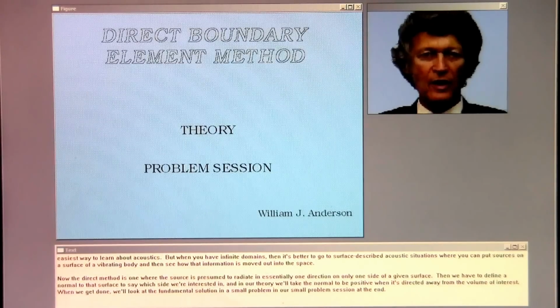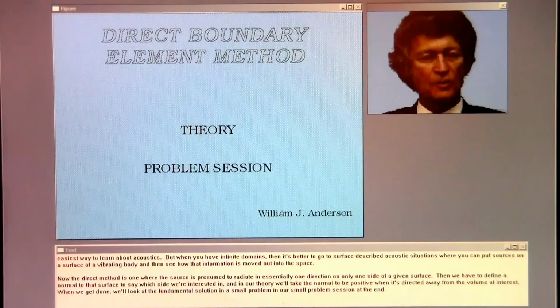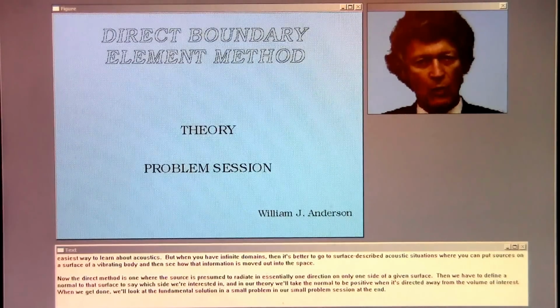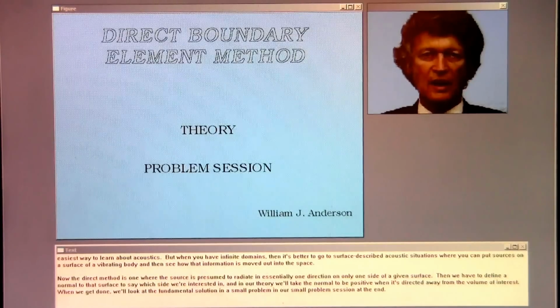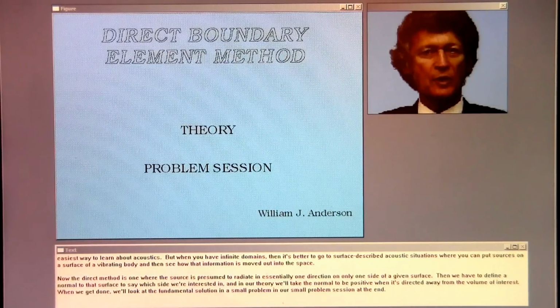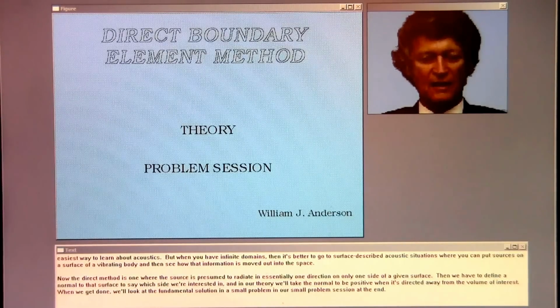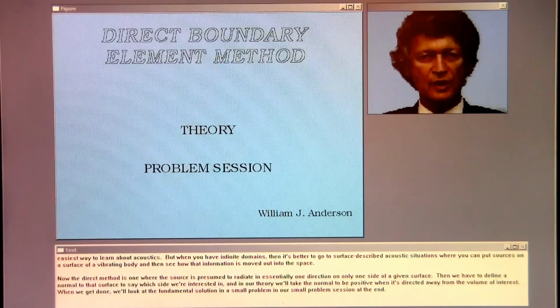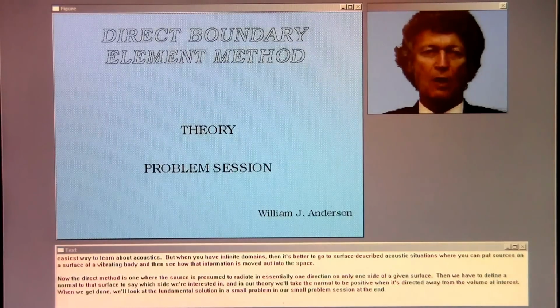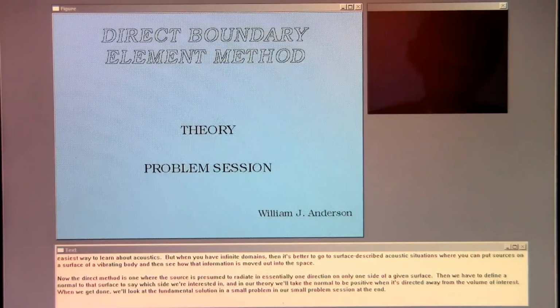Now, the direct method is one where the source is presumed to radiate in essentially one direction only, on one side of a given surface. Then we have to define a normal to that surface to say which side we're interested in, and in our theory we'll take the normal to be positive when it's directed away from the volume of interest. When we get done, we'll look at the fundamental solution in a small problem session at the end.